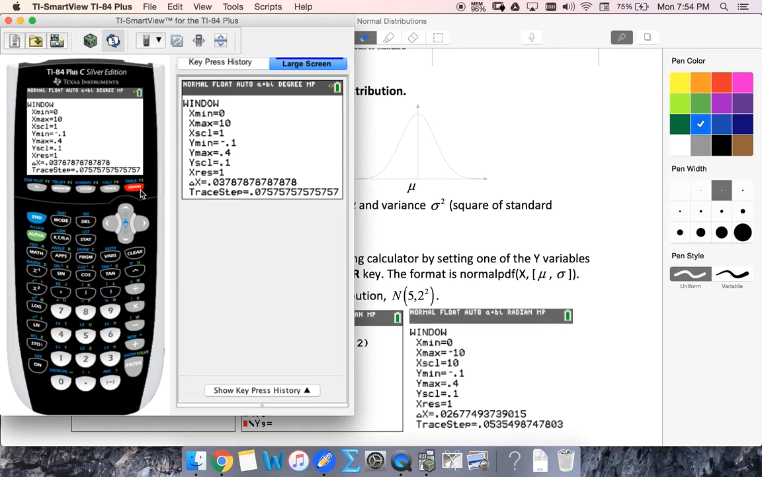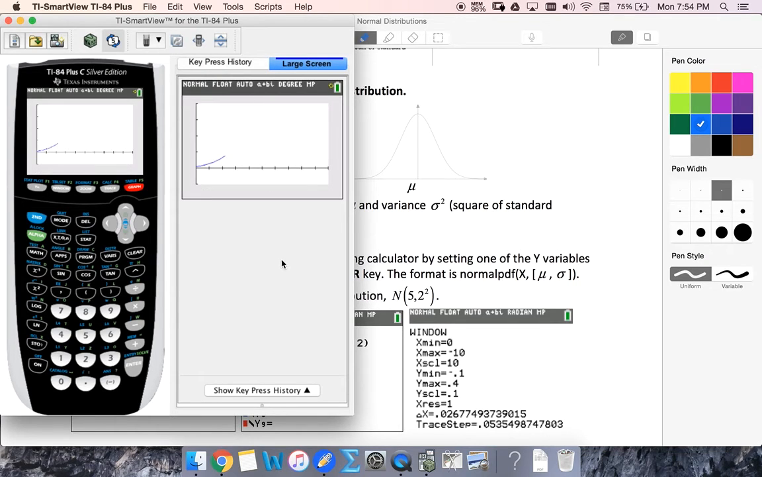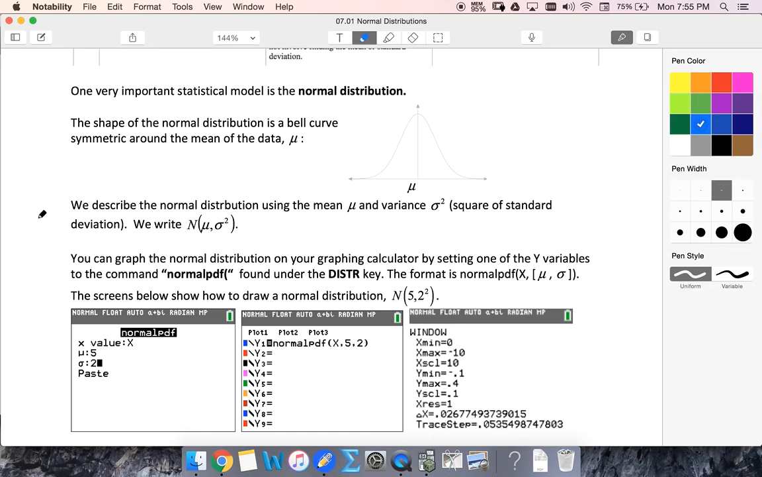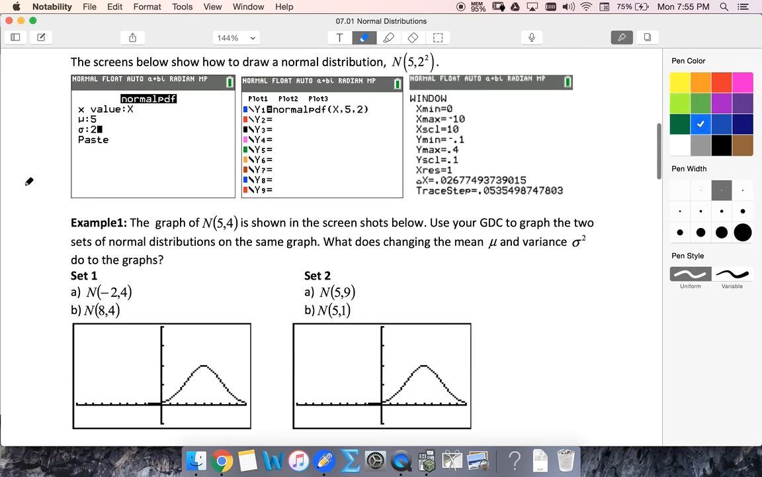And let's look at this graph. So you should get a nice even bell curve. And right here in the middle is my mean. So that's when X equals 5 is my mean. So that's one way that we can draw a normal distribution.